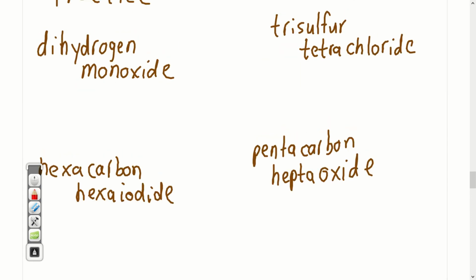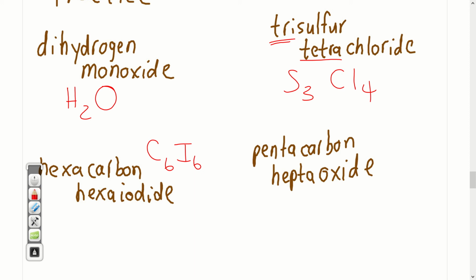So we already did this. Dihydrogen monoxide, H2, monoxide, O. Trisulfur chloride, S3Cl4. Tri is 3, tetra is 4. Hexacarbon hexaiodide, C6I6. And pentacarbon, that's C5. Hepta is 7 oxide, O7. So again, if you know your prefixes, you should be able to do these fine. Write in the element, include the number of atoms based on the prefix.